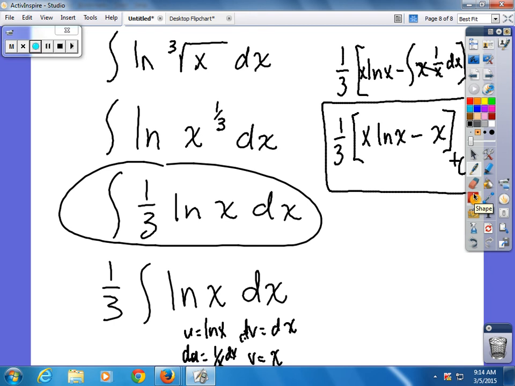Now you could factor out an x. The antiderivative of 1 dx is x. Yeah, the x is canceled. Factor out the x, and you should get natural log of x minus 1 plus C. Either one of those equals.